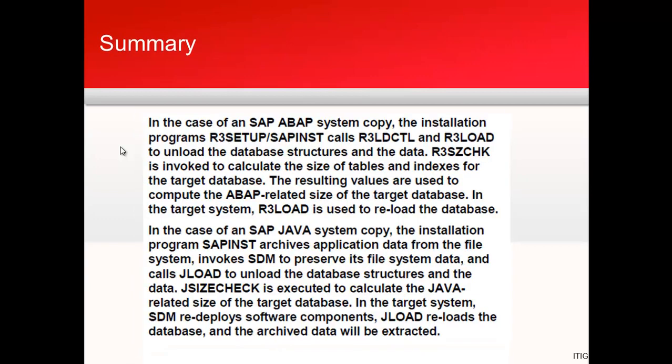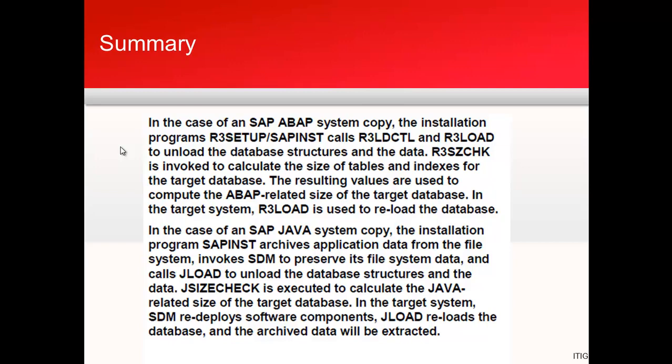Just to recap what we have seen, here is a summary. In the case of an ABAP system copy, the installation program, SAP INST, calls r3loadctl and R3load to unload the database structure and the data. R3 size check is used just to calculate the size of tables and indexes for the target database. The resulting values are used to compute the ABAP related size of the target database. In the target system, R3load is used to reload the database. That happens in the ABAP system.